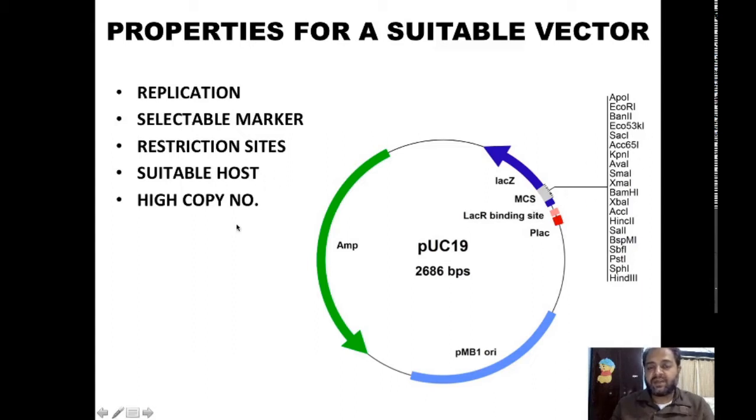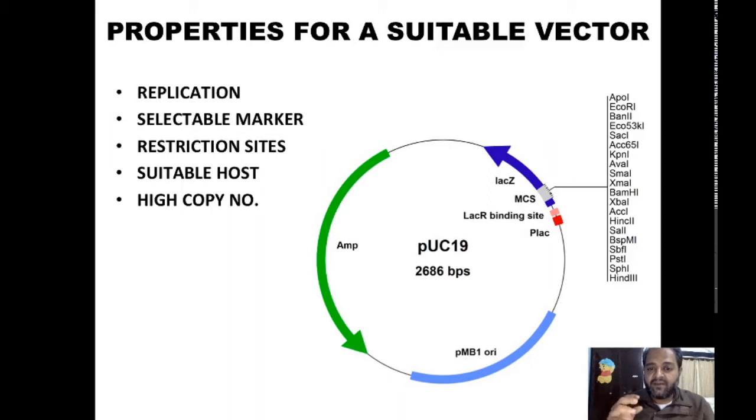Then a suitable host. Now, as I told you before, a suitable host is necessary. A host which can permit the replication of this particular plasmid vector, a host which does not mask the expression. By masking the expression, what I meant is, suppose your plasmid is producing an ampicillin resistant protein, and your host genome is also producing the ampicillin resistant protein. Then, if you try to select it on an ampicillin antibiotic plate, you will not be able to differentiate which particular cell has the plasmid and which particular cell doesn't have the plasmid.